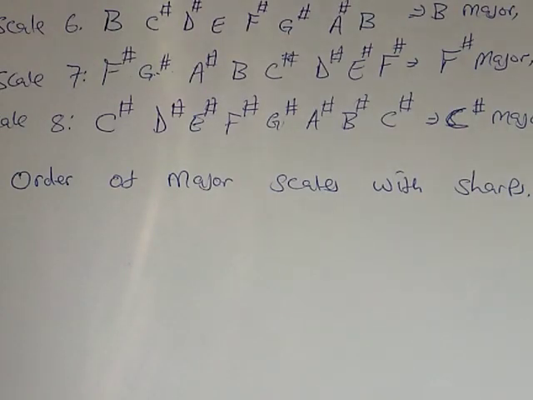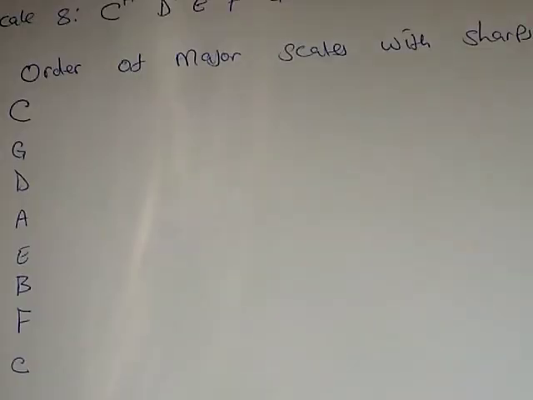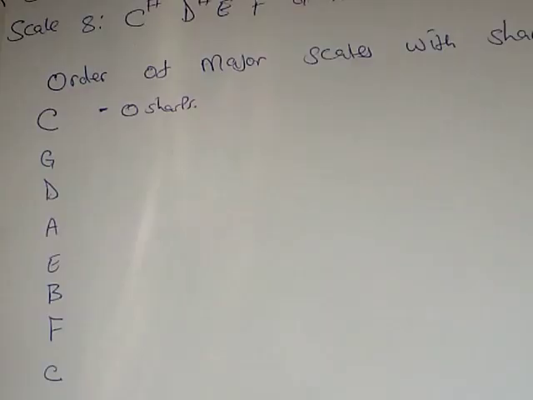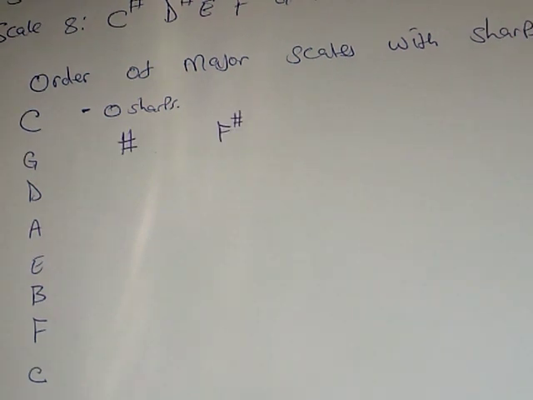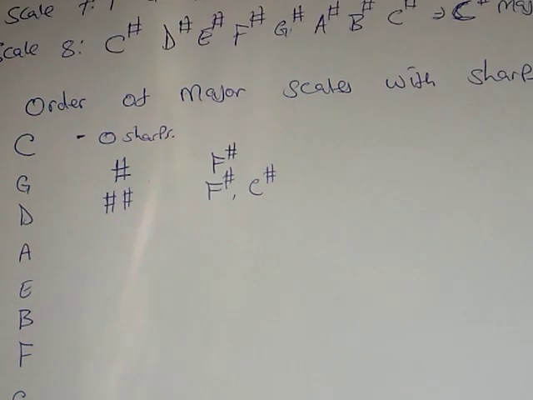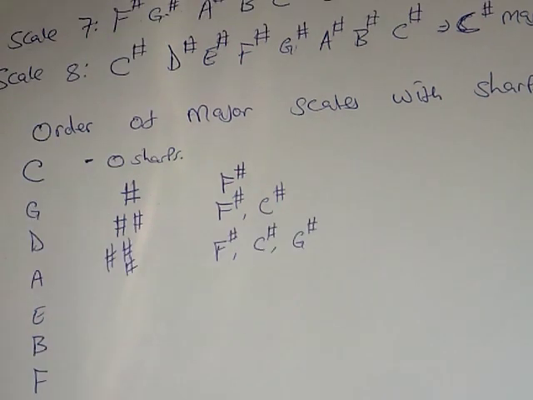So the order of major scales with sharps will be as shown on the screen. Remember that the first C is a natural major scale and it has no sharps. The next scale is G. It has 1 sharp, that is F sharp. The scale of D, the next one, has 2 sharps, that is F sharp and C sharp. The scale A has 3 sharps, that is F sharp, C sharp, G sharp.